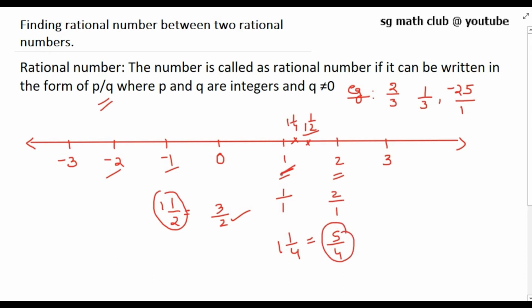So between any two rational numbers, there are many rational numbers. We can say that there are infinitely many rational numbers between two rational numbers. But between two natural numbers, you cannot find any natural number. Between two whole numbers, you cannot find any whole number. Between two consecutive integers, you cannot find any integer. But between two consecutive numbers, you can find infinitely many rational numbers.